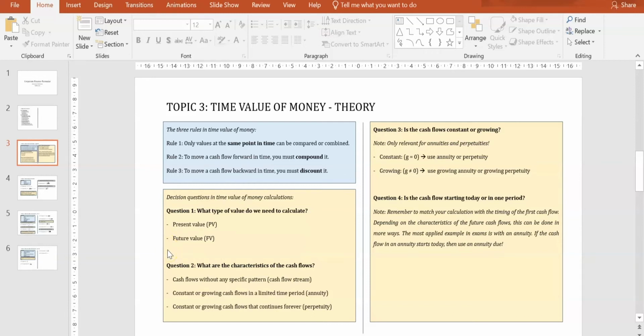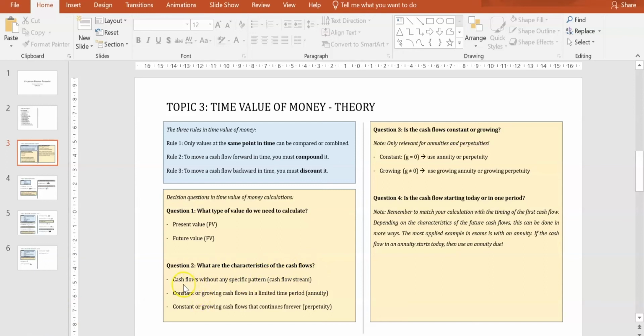The second question you have to ask yourself is, what are the characteristics of the cash flows? In corporate finance, we generally have 3 different characteristics, and I'll just make a comment to each of them. The first one is maybe the easiest to spot, and that's where we have no pattern. So imagine that you had a stream of cash flows in the future that varied from 10 to 200 to 70 to 30, and there was no pattern in the cash flows. So that would normally just be a cash flow stream that we would have to look at.